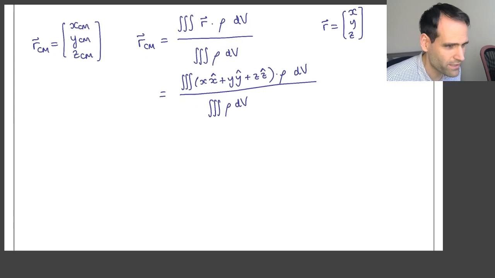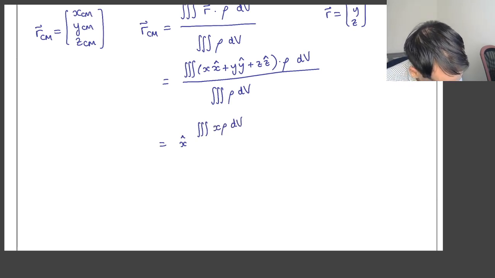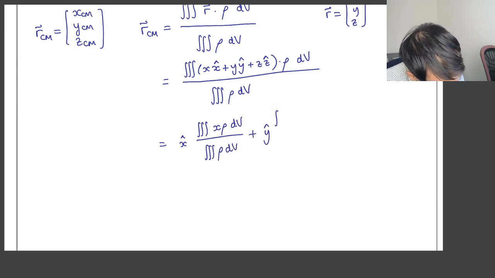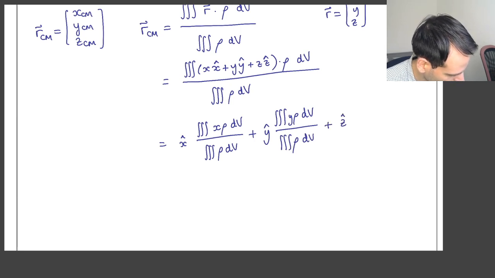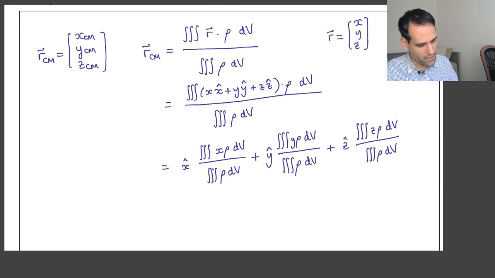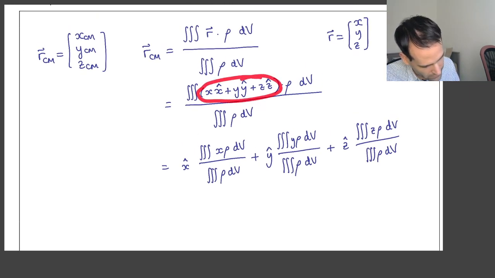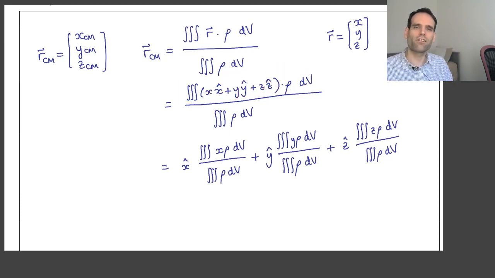Okay, so this is basically equal to three integrals. So this is x hat times the triple integral of x times rho dV divided by the triple integral of rho dV, plus y hat times the triple integral of y rho dV divided by the triple integral of rho dV, plus z hat times the triple integral of z rho dV divided by the triple integral of rho dV. Okay, I basically applied linearity to split this integral into three, and then I took the basis vectors outside of the integration because they are constant.